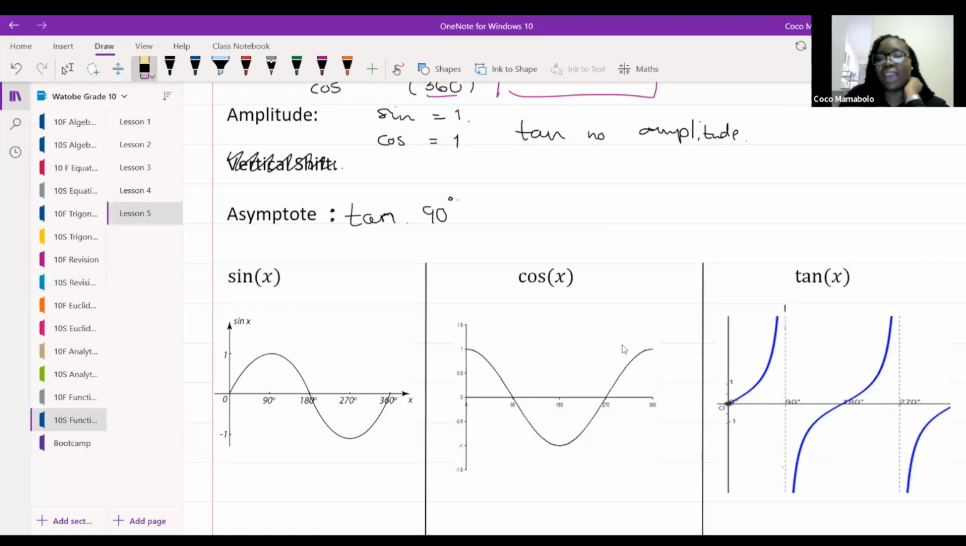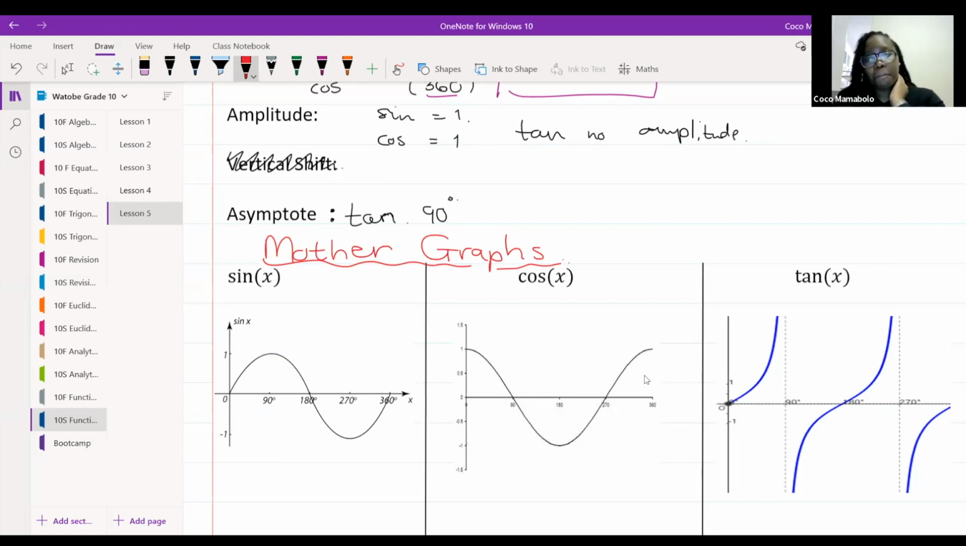Now, the three graphs that I've shown you over here, guys, we are going to call them mother graphs. What this means is, if they ever do something different to our graph, then we need to see what has changed by comparing it to our mother graph. That's where we're going to pick up on Wednesday. We're going to be comparing mother graphs.